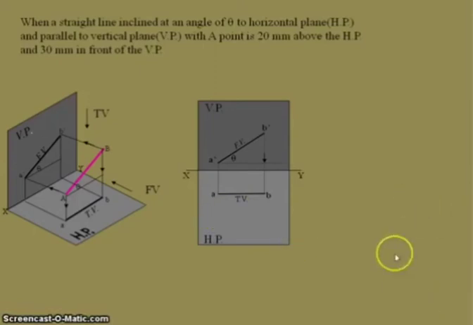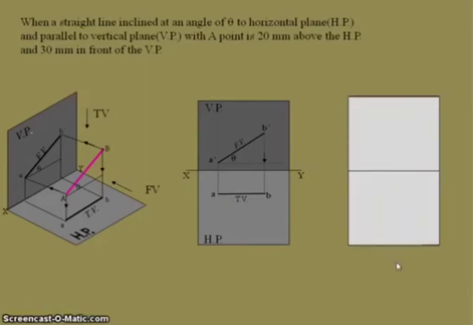So on a drawing sheet, assume this is our drawing sheet, and here the reference line is XY. In this condition, for drawing the front view and top view, we need to first locate the A point, because here the condition is given as A point. The A point is 20 mm above the horizontal plane. The projection line has already been made here.